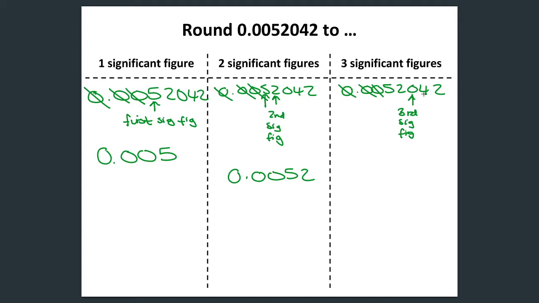So is the 4 going to make it round up or down? Down. So it's 0.00520. So the zeros have some worth only if they're not acting as placeholders, only if they are incorporated within the number.